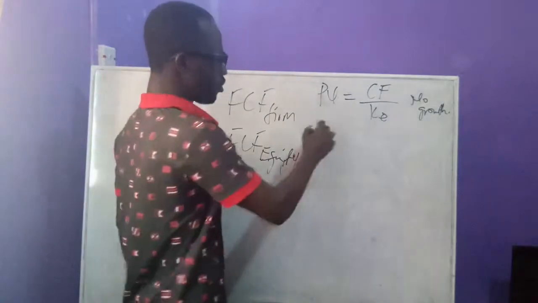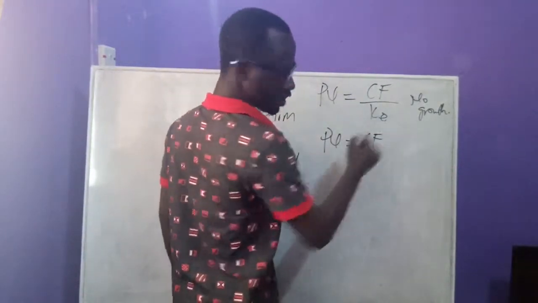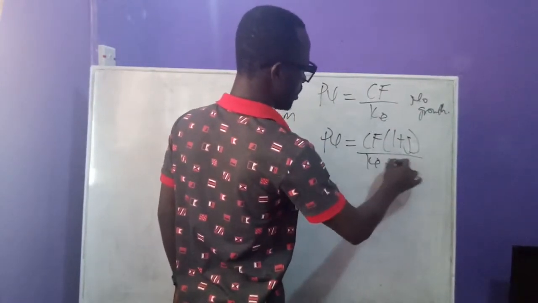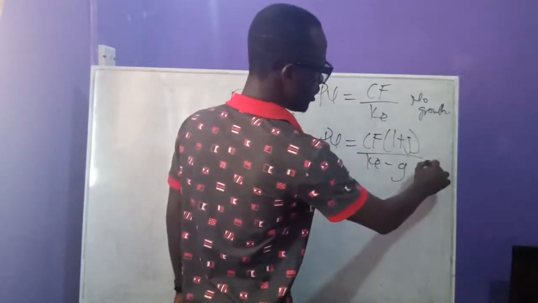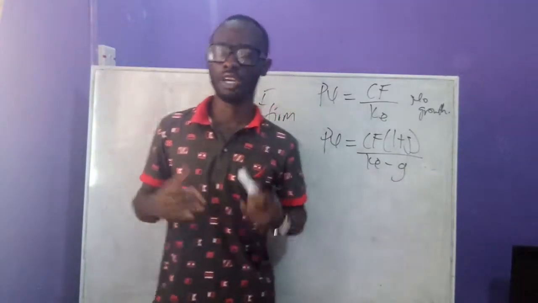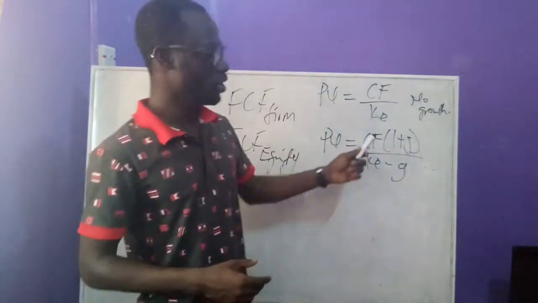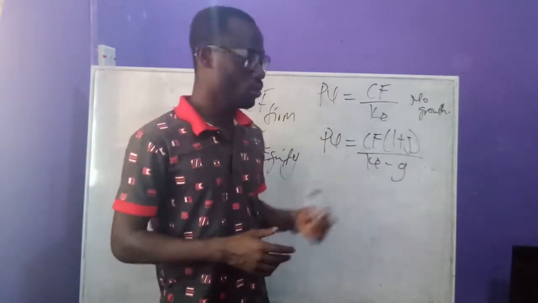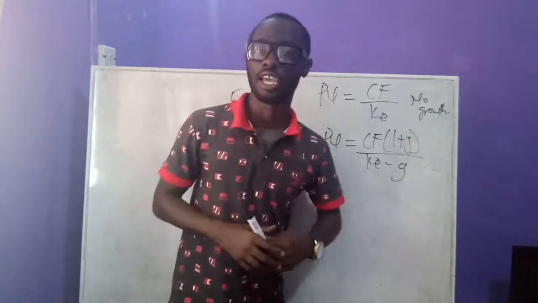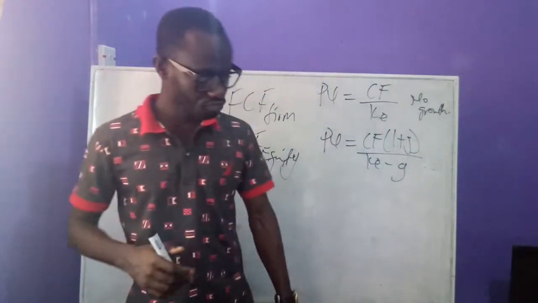But where there is growth, we say that the present value will be equal to the cash flows times (1 plus G) over (KE minus G). So this is where we assume there is constant growth. Where we assume there is constant growth, then we put in the growth, which is the G, which you know already, then we get our present value of the free cash flows.